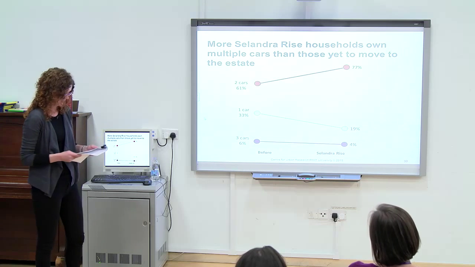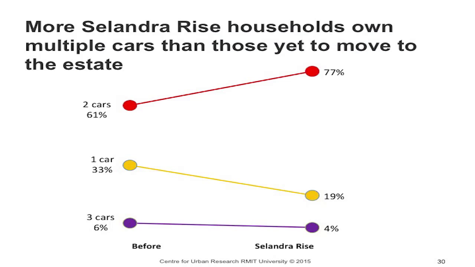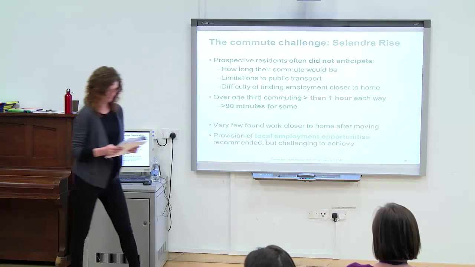So just a few points around that. When looking at car ownership, we found that households often got a second car when they moved to Saloundra Rise, with 2-car households jumping from 61% when they were living in their before neighbourhoods, to nearly 80% when they were living in Saloundra Rise. And the number of 1-car households actually dropped.